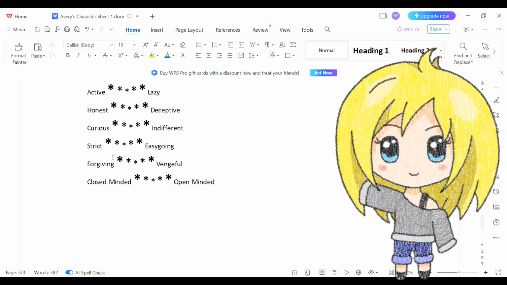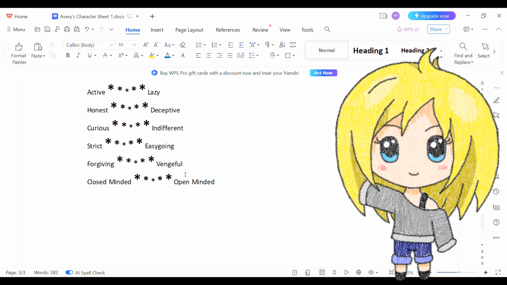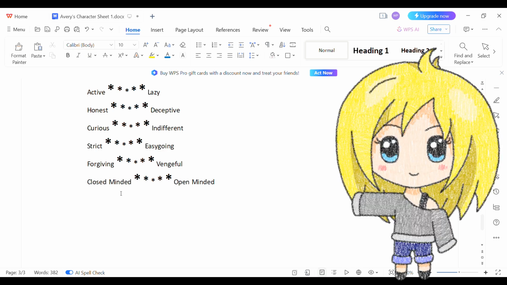Is your character quite strict and firm with others, or are they pretty easygoing? Are they a forgiving person, or are they more vengeful? Do they hold a grudge? And finally, is your character a closed-minded or an open-minded person?